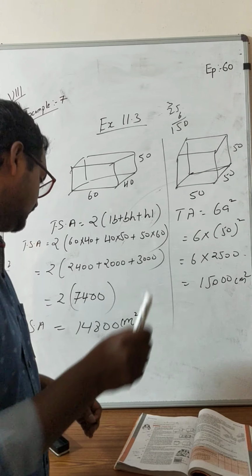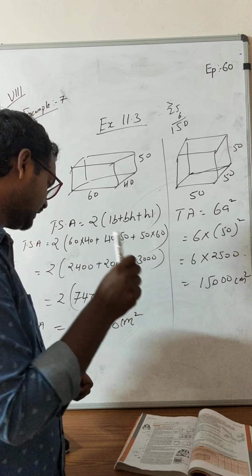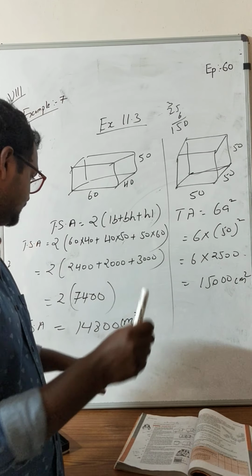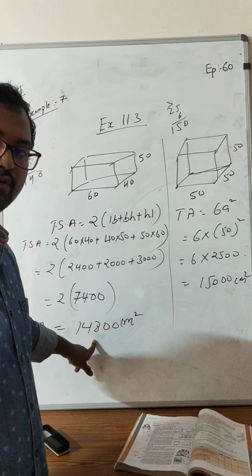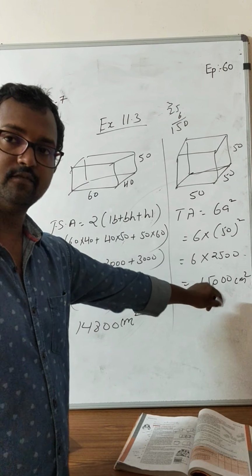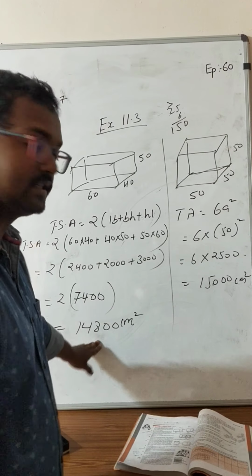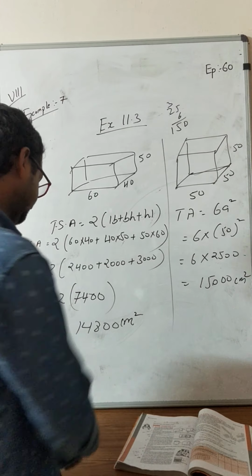That's why the box that requires a lesser amount of material to make is the first one, because here it is only 14,800, whereas there it is 15,000. So this requires a lesser amount of material to make. Okay.